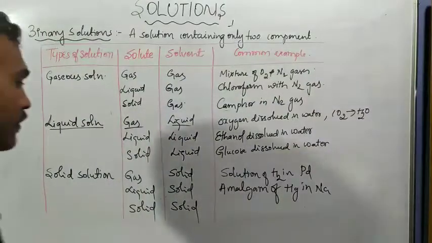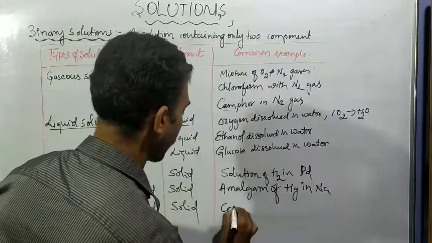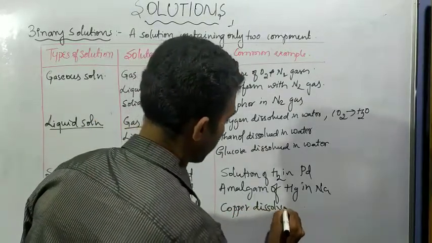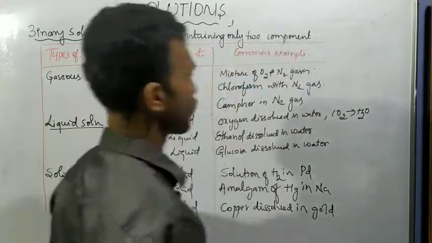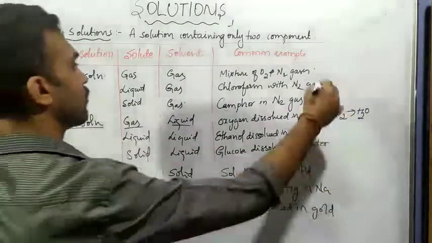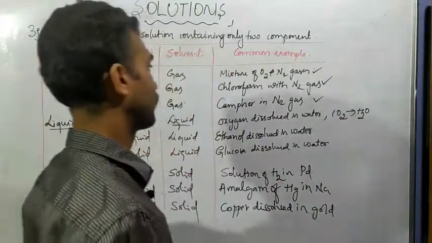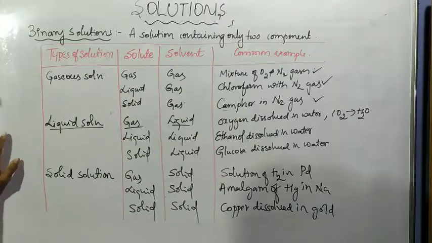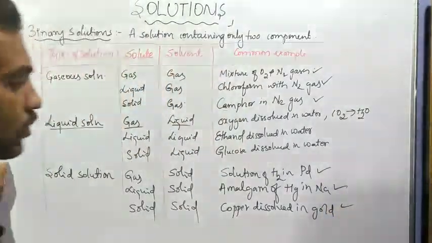So next, last we have solid in solid. They are nothing but copper dissolved in gold. Copper is dissolved in gold. So this is the example. Very important. They may ask a mixture of these things, maybe gaseous solution and solid solution, and these are very important things. You must learn this one. So copper dissolved in gold.